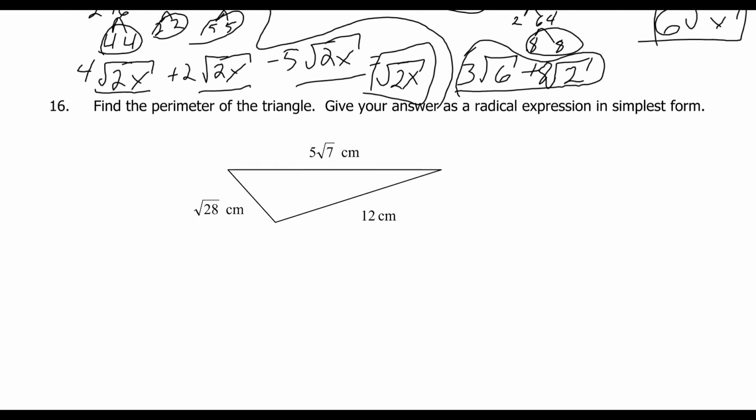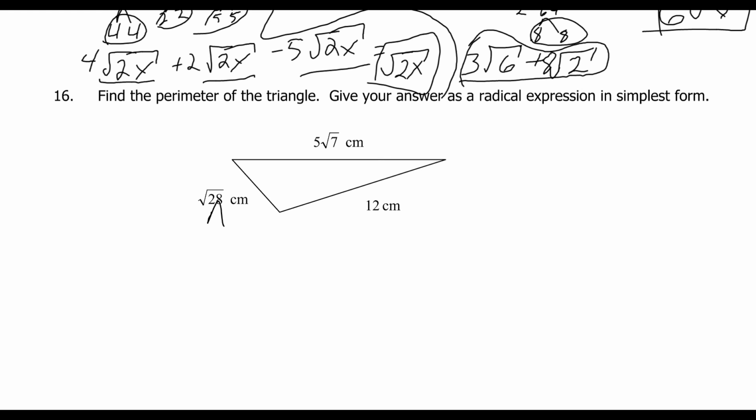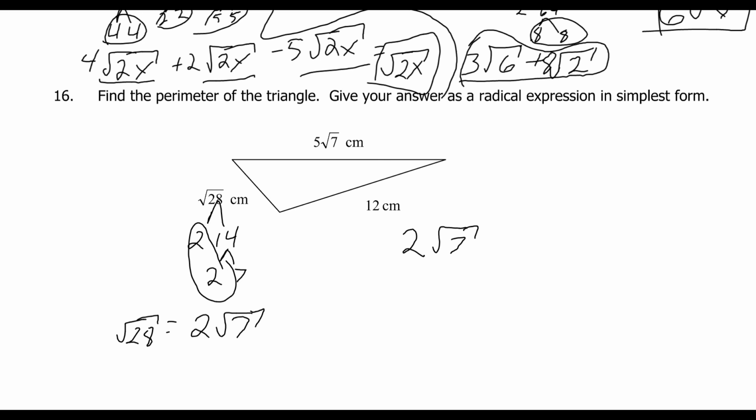Now, 28, on the other hand, we can break that apart. And whenever we do that, 2 and 14 and 2 and 7. So there's that, and then we can go 2 on the root of 7. Now, that is the equivalent of saying square root of 28. Now, what we're going to do with this is we're going to go 2 root 7 plus 5 root 7 plus 12. And most of y'all are going to go, oh, that's 19 root 7.